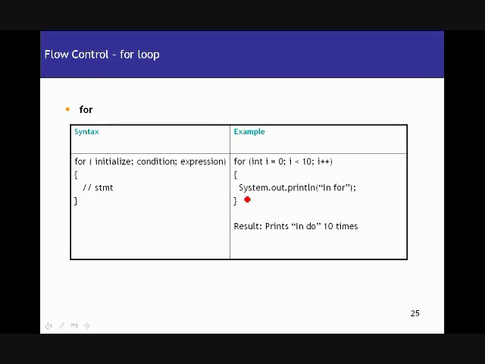So it executes this System.out.println in for. Then again it goes back here and executes whatever is there in the expression. In the expression I have I plus plus, so it's going to increment the value of I to 1, and then it's again going to check this condition. It's going to do this every time until the condition becomes false. Then it's going to come out of this loop and execute the next statements after the for loop.